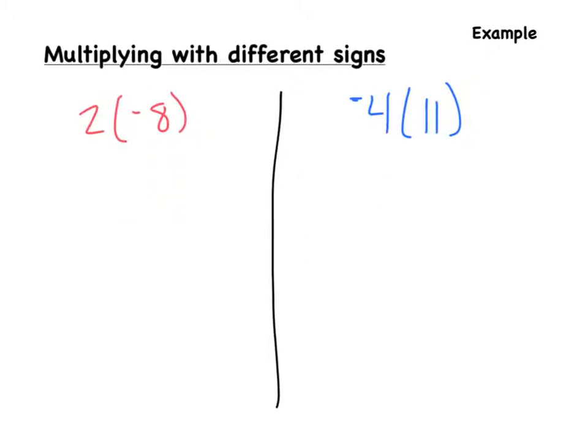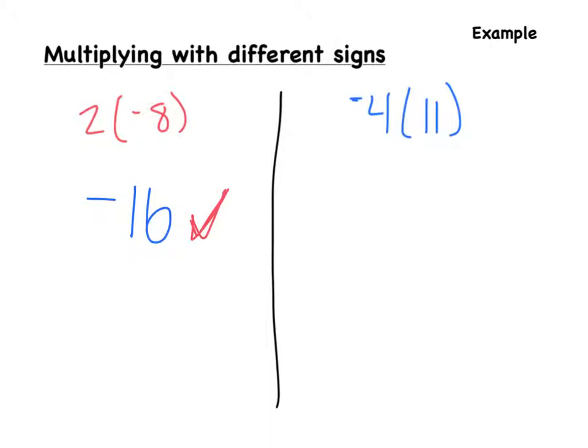Now let's try with different signs. We have a positive 2 and a negative 8. If we multiply a positive times a negative, the answer is going to be negative. So 2 times 8 is 16. So negative 16 is the final answer.